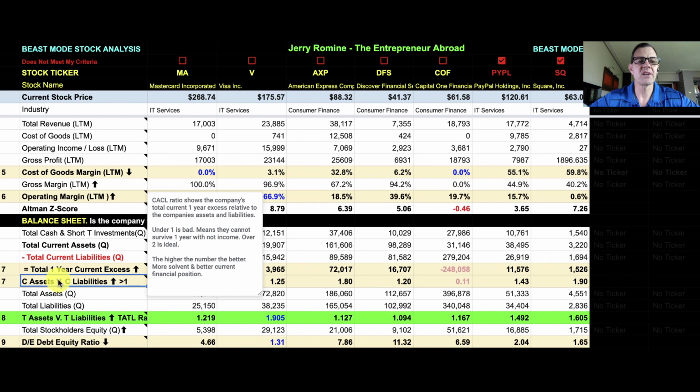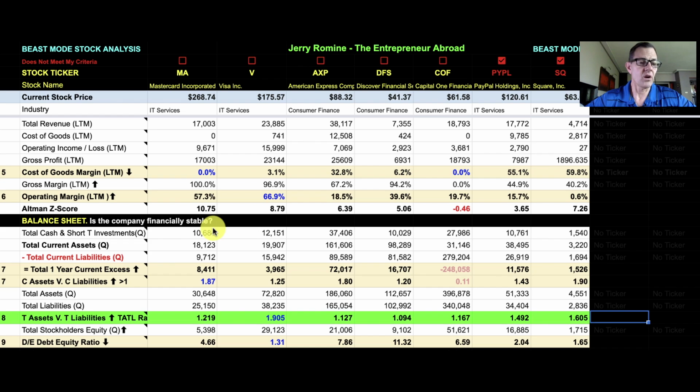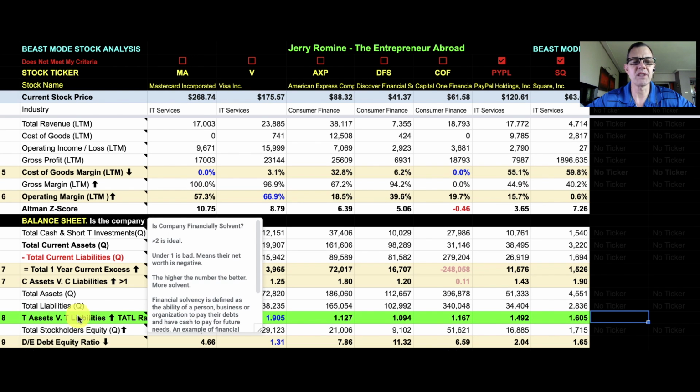Now the current assets versus current liabilities is a ratio, and we want that number ideally to be over 1, and this just shows the company's total current 1 year excess relative to the company's assets and liabilities. All right, next we've got the total assets and total liabilities, and these are the overall totals for the company, and then that brings us to the total assets versus total liabilities, and I call this the tattle ratio because it tattles on the overall strength of the company.